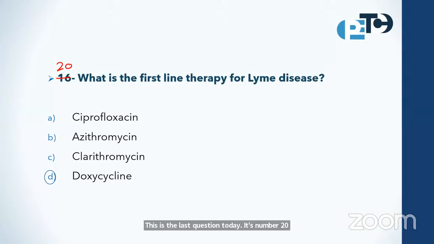What is the first line therapy in Lyme disease? It is doxycycline. Doxycycline is considered the first line treatment for most cases of Lyme disease, particularly when the infection is localized to the skin, or early localized or erythema migrans stage, or has spread to the joint, nervous system, or heart. It is highly effective against the bacteria that cause Lyme disease, which is called Borrelia burgdorferi.